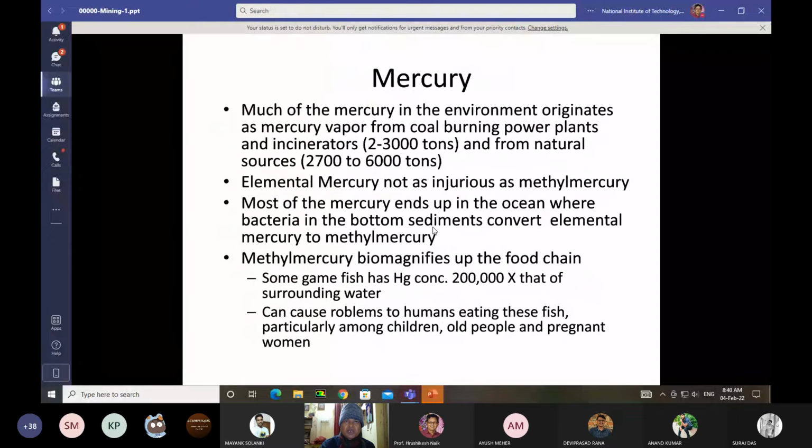Similarly, another metal is mercury. Mercury is also a very dangerous metal.